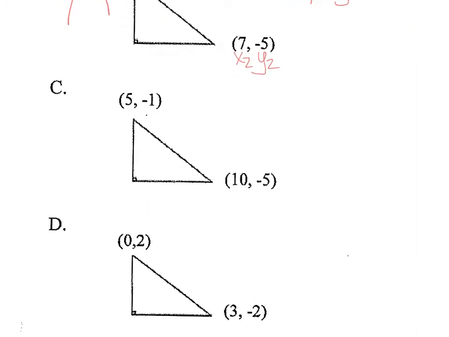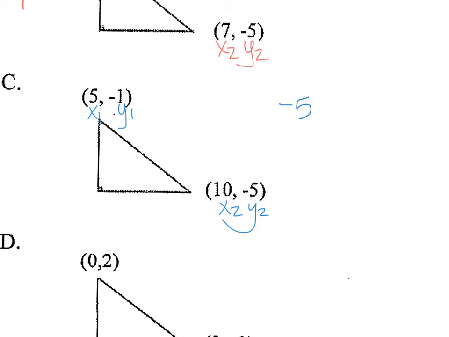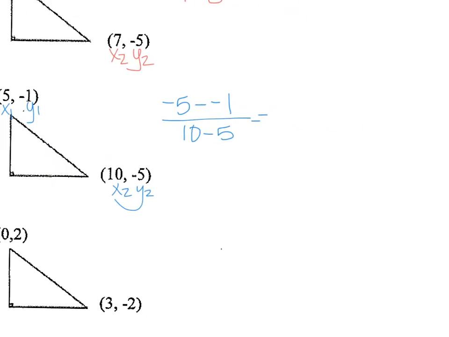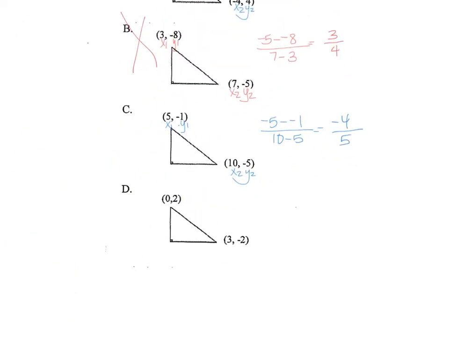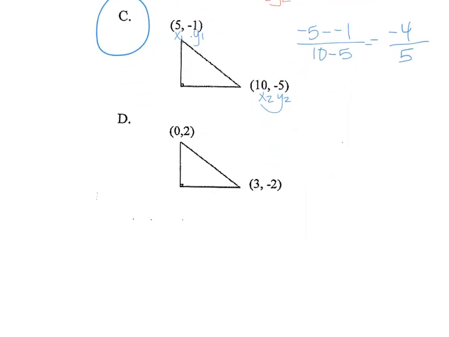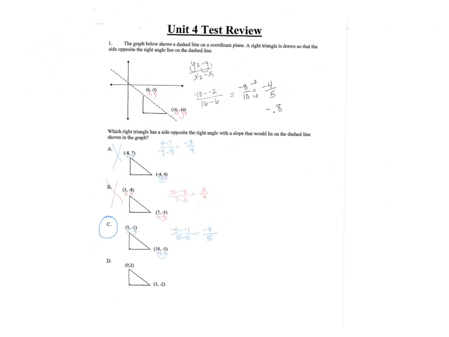Down to C. I'm going to label them again. X and Y. These are my 1's. These are my 2's. y2 minus y1, x2 minus x1. -5 minus -1 is -4. 10 minus 5 is 5. That's the same. That's our answer. If you feel like you need to check this one, you can check that one just to make sure, but I'm going to go ahead and move on.